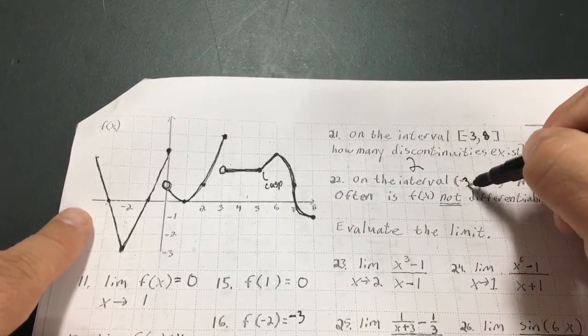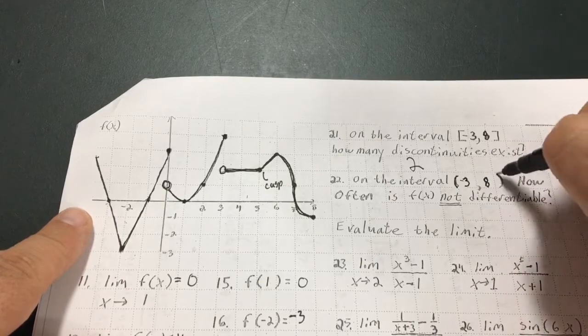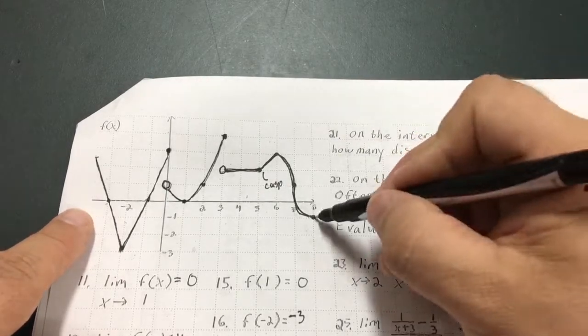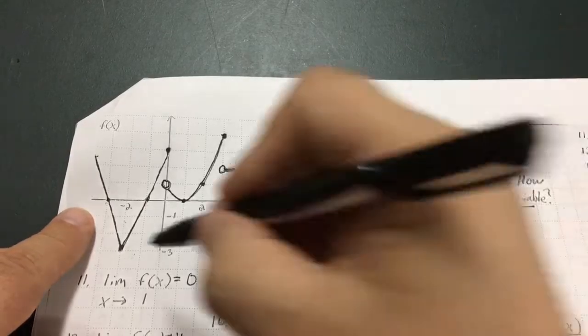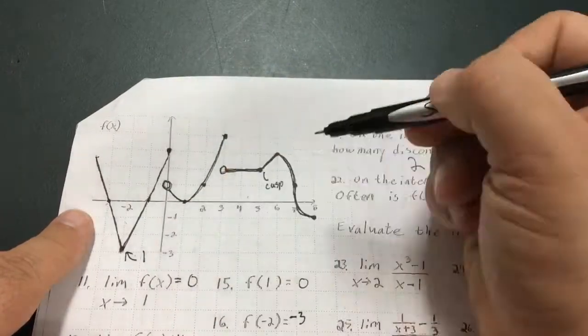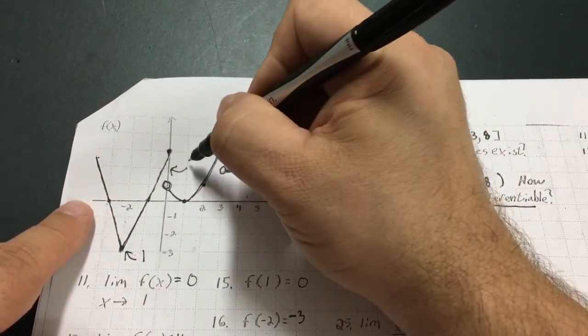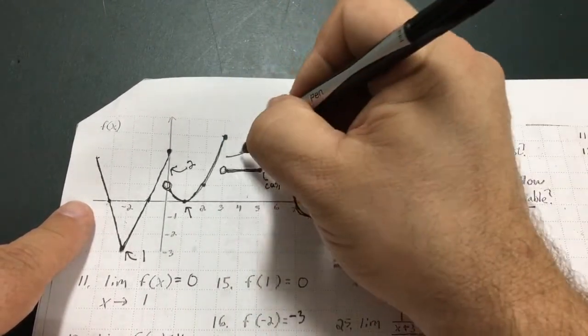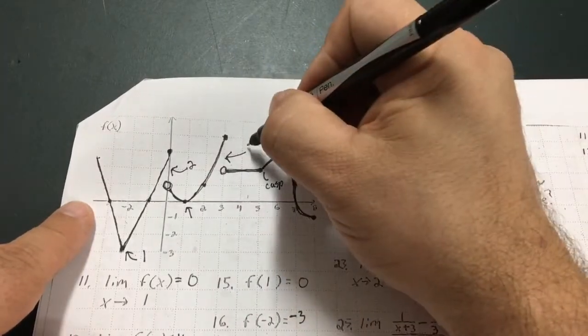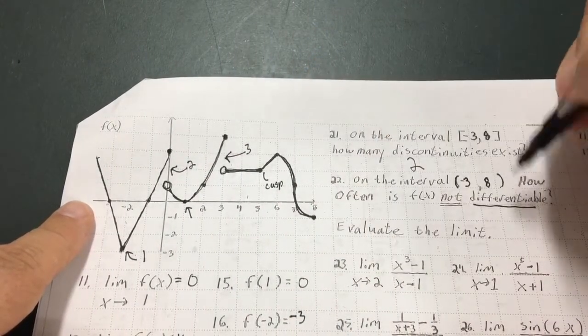One interval from negative 3 to 8. Now notice, it's not including negative 3 or 8. That would be a little tricky at that spot. But on the open interval from negative 3 to 8, how many times is it not differentiable? Well, it's not differentiable at a cusp. So that's 1. It's not differentiable at a jump discontinuity. So that's 2. It is differentiable there because it's smooth. It is not differentiable there because, again, it's another jump discontinuity. So that's the third non-differentiable spot.